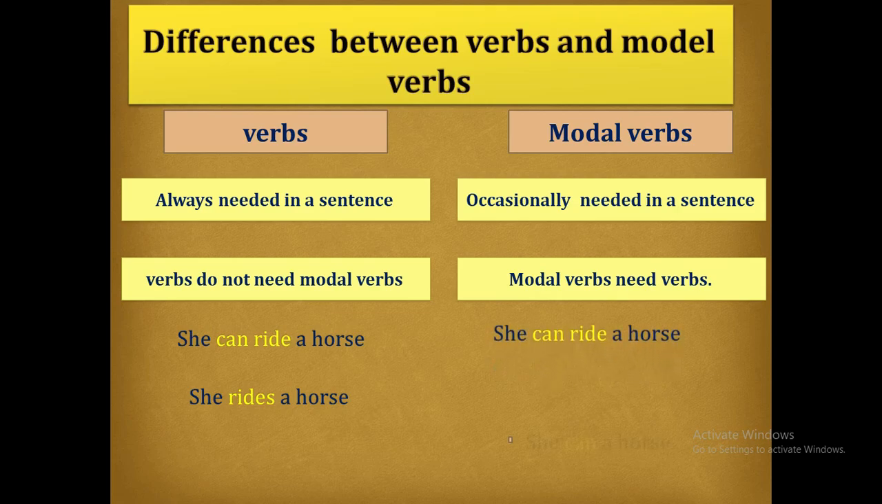Look at these two sentences. She can ride a horse. So here we have a modal verb and verb. But in the second sentence, we have she can a horse. This is not a correct sentence because we don't have a verb. So modal verbs cannot stand by themselves.